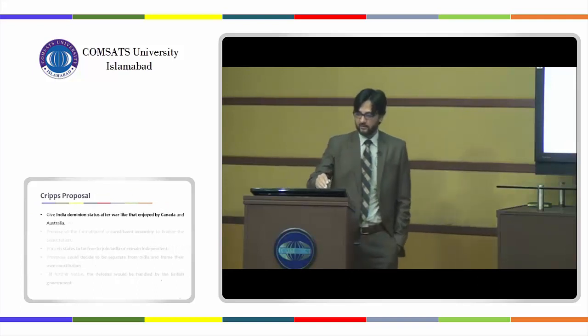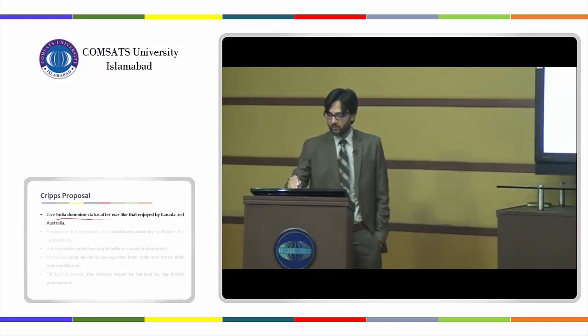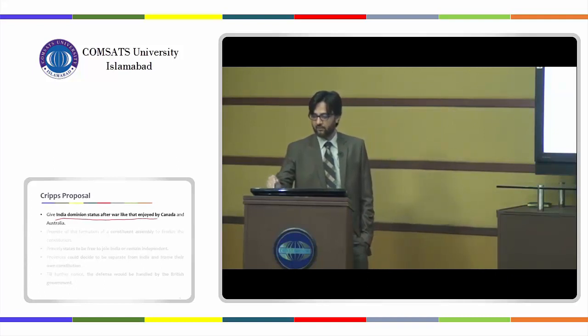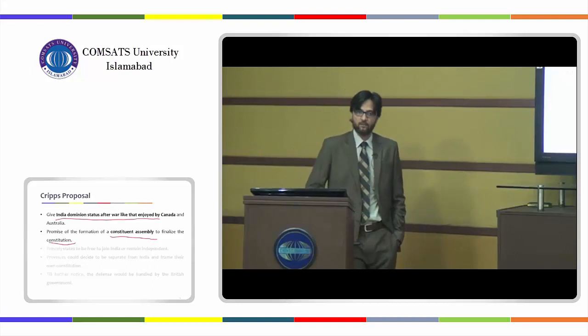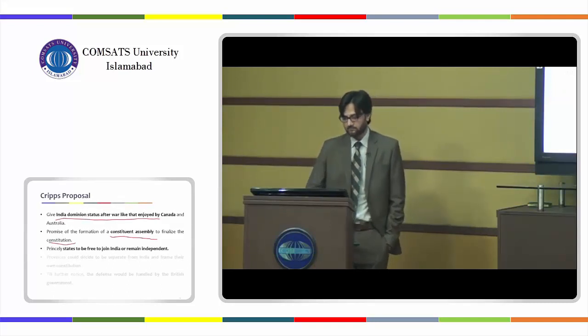This was the proposal. India would be given dominion status after the war, like that enjoyed by Canada and Australia. So this dominion status would be given to India, right? Secondly, a constituent assembly to finalize the constitution. An assembly would be formed, and that assembly would finalize the constitution for India, not the British government, and the assembly would be comprised mostly of Indians, right?